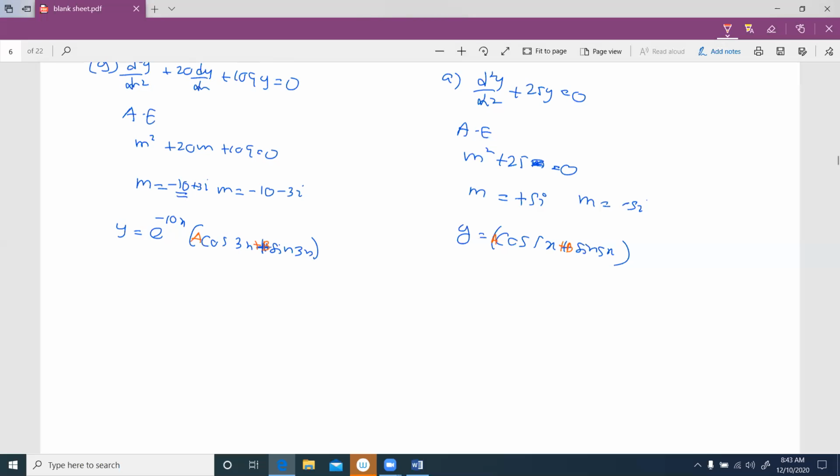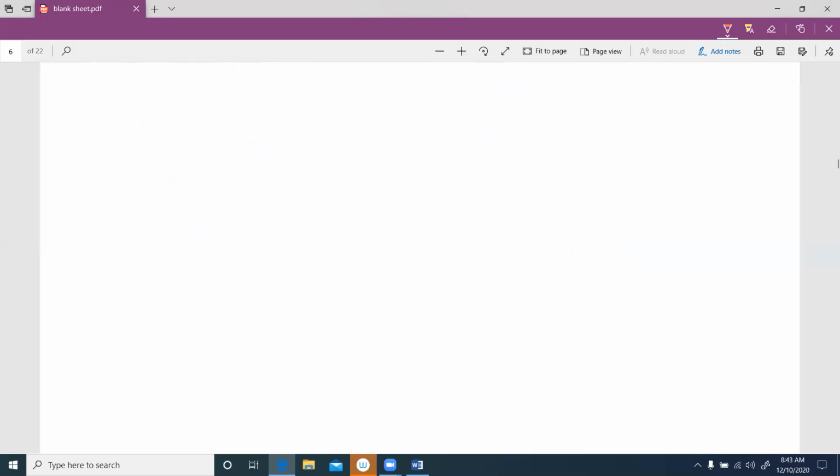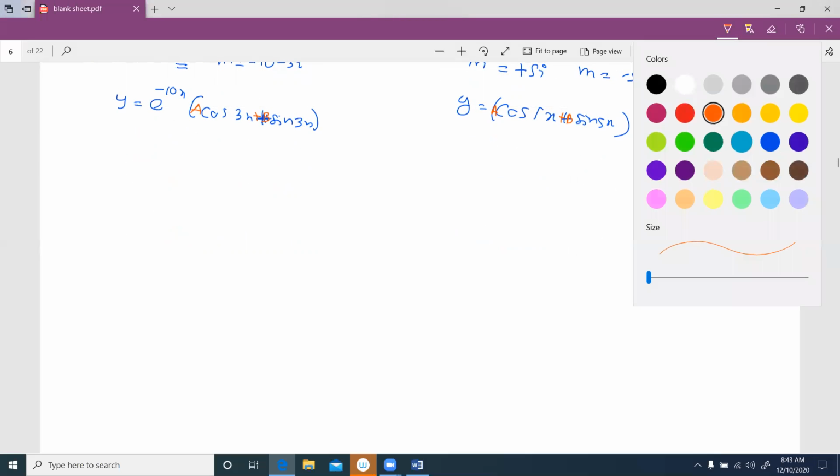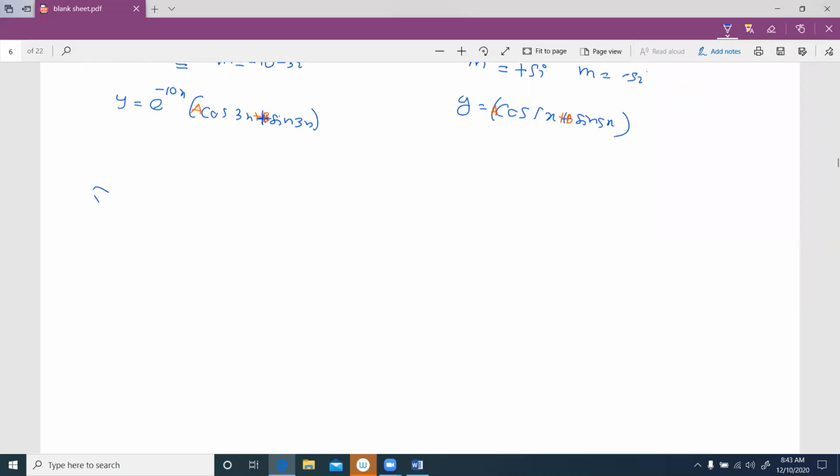Then if you come up with question number 5, it's not a different question, it's the same concept we are referring to. For the 5th question, they have given us d squared x by dt squared plus 2k dx by dt plus 9x equals 0, where k is a real constant. Find the general solution of the differential equation when modulus of k is greater than 3. Right, let's go ahead with this.